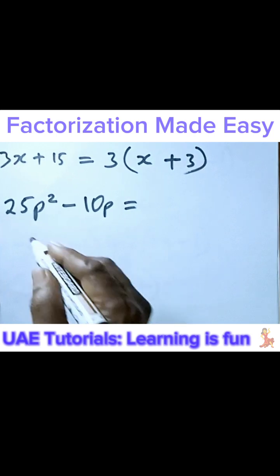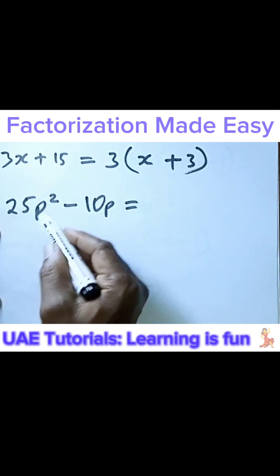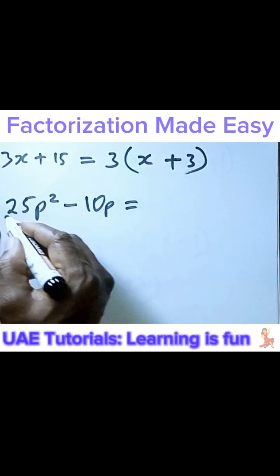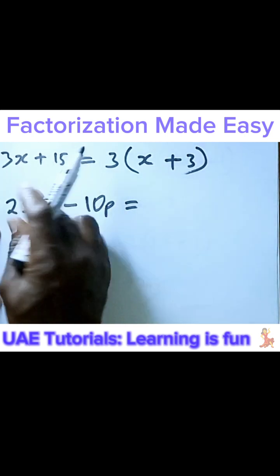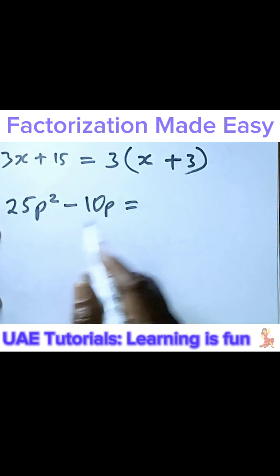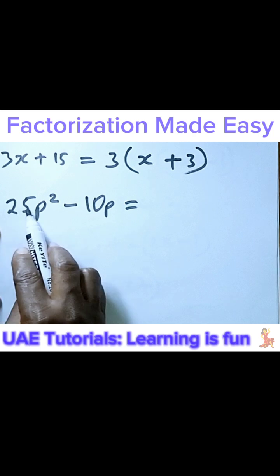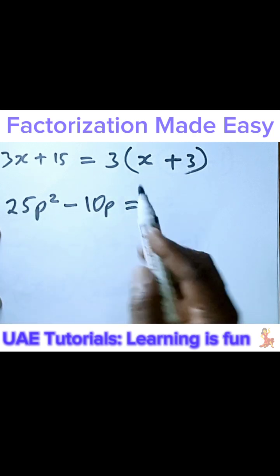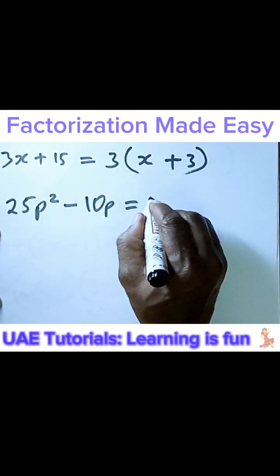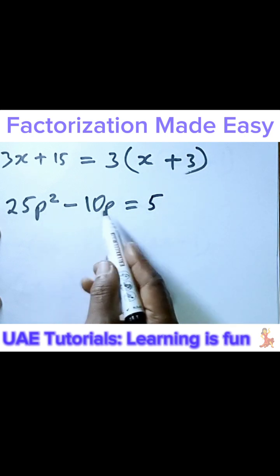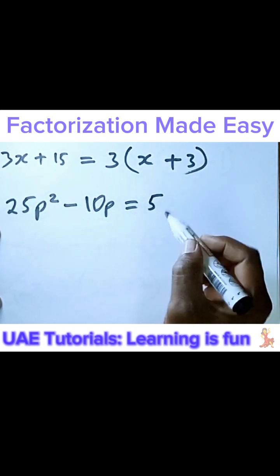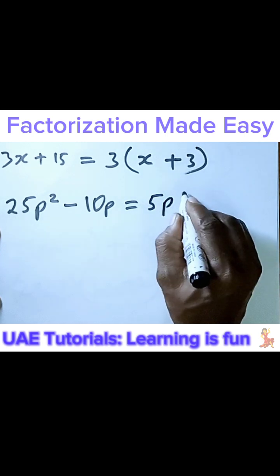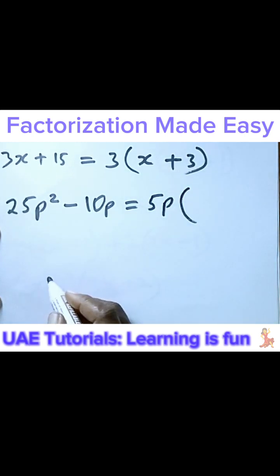Let's take the second to the last. Here I have 25p squared minus 10p. What is common to this expression and this expression? I think 5 is common to both 25 and 10. So I'll bring out 5. P is common to p squared and p. So I'll bring out p. Then I'll open my bracket.